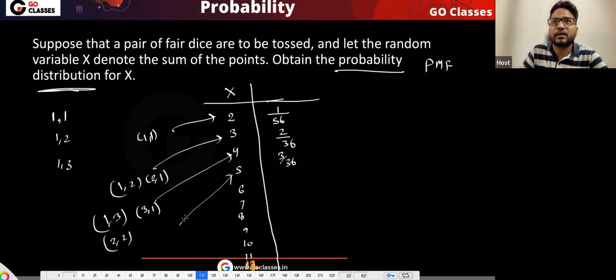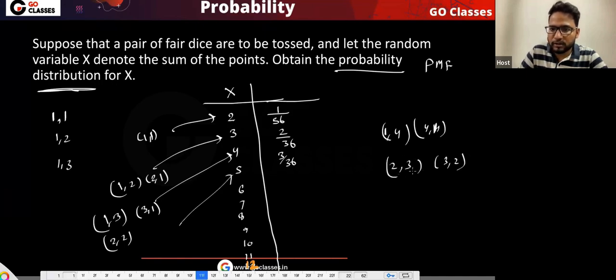Should I check it? Let me just quickly check it. Maybe 1, 4, 4, 1. Okay. 2, 3, 3, 2. Yeah, this is 4 upon 36, right? Okay. So that's how you can get the PMF, and then you can say this is your probability mass function.